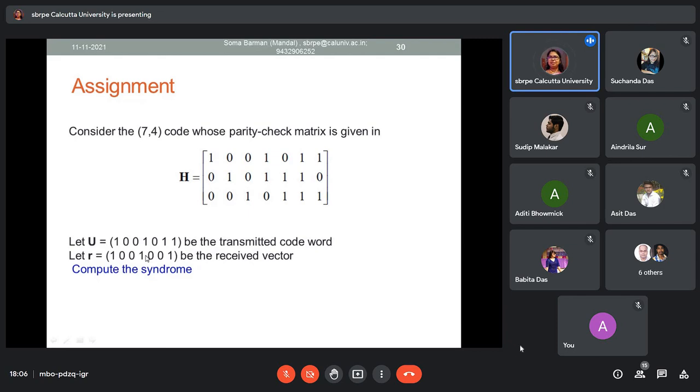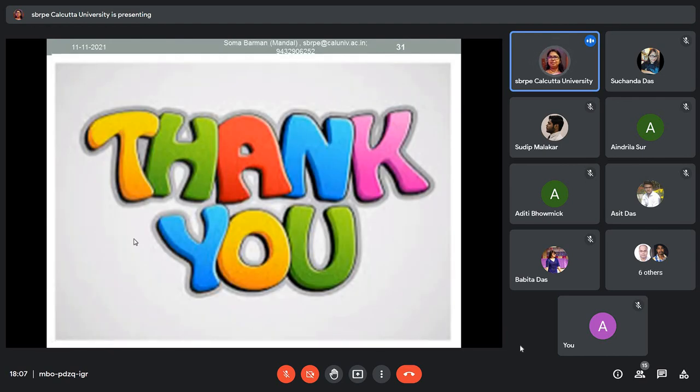Okay, very simple. It's a very easy way to calculate the syndrome. Just R H transpose. If we consider R H transpose, you can easily find the syndrome, and from the syndrome you can find the error pattern and add it with R. If we add it with R, does it give the same U or not, you can easily find out. So up to this, yes, today's class.